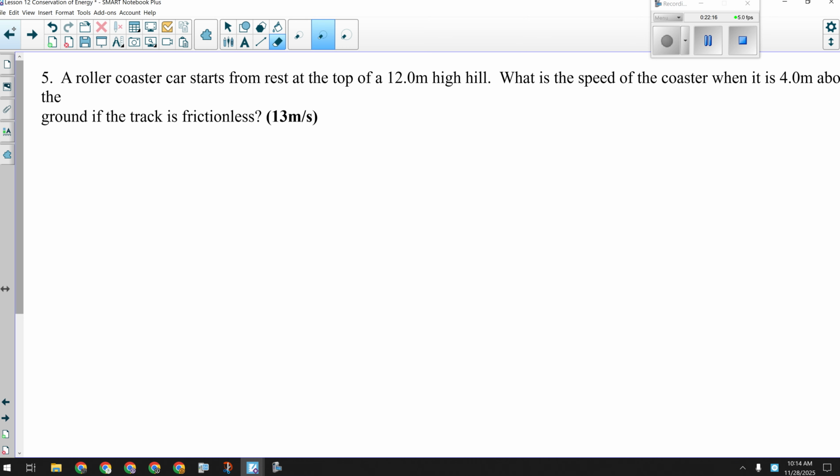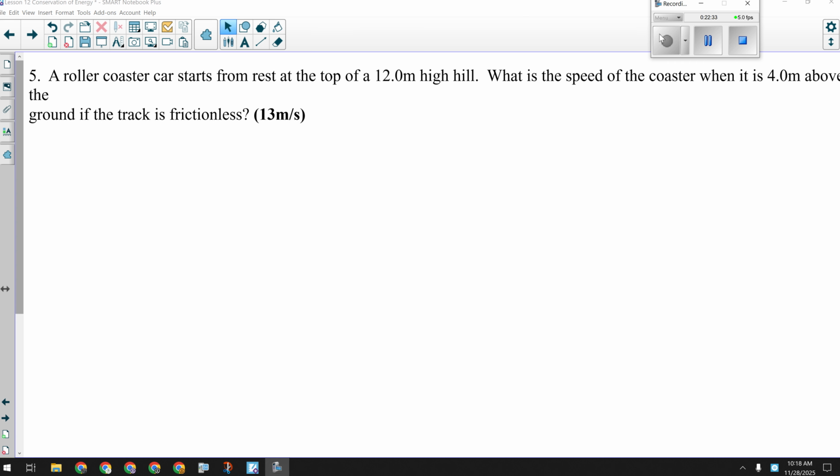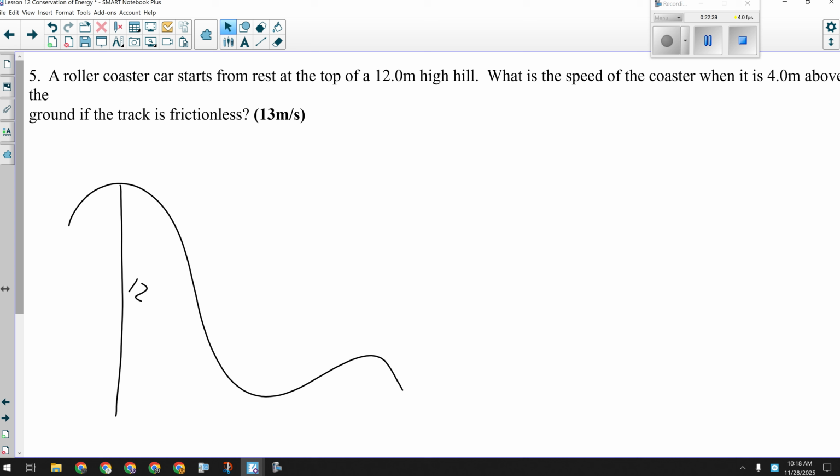Okay, and then I want you to do a pretty classic conservation of energy question. Classic roller coaster. It starts from rest at the top of a 12-meter hill. I want to know how fast it's going when it's 4 meters above the ground, assuming no friction. So pretty classic one, right? You got a roller coaster like this. We know that that first hill is 12 meters high, so that would be our initial height. We know that it is starting from rest, so Vi is 0 meters per second. We are looking for how fast it is going here when it is still 4 meters above the lowest point.